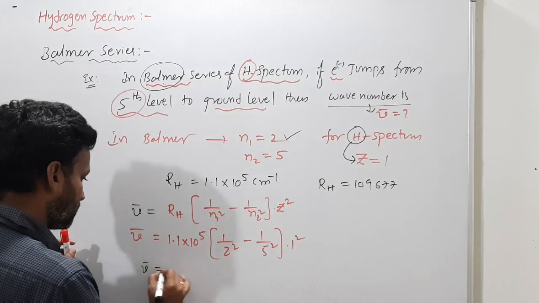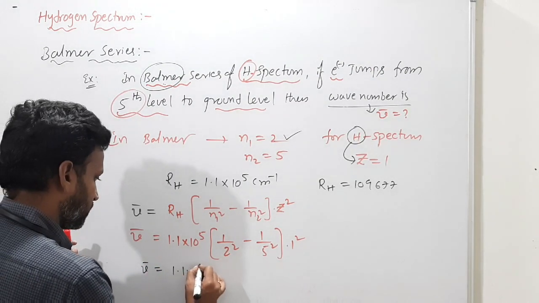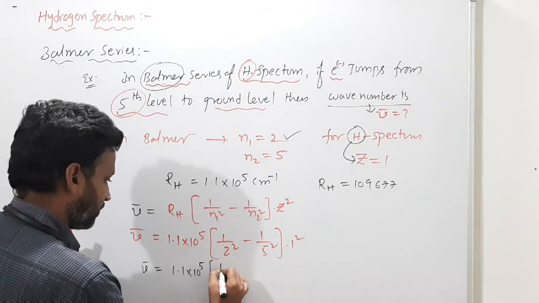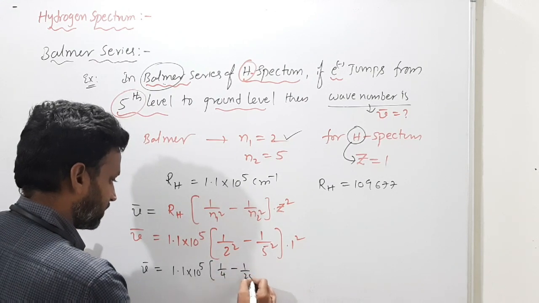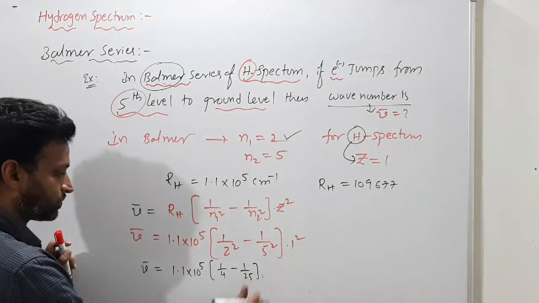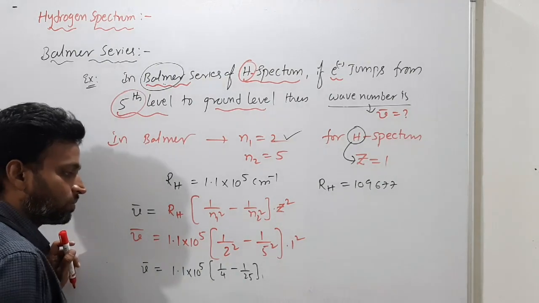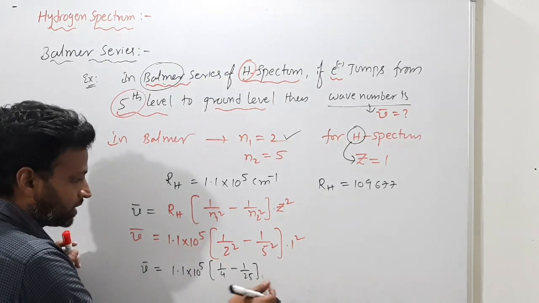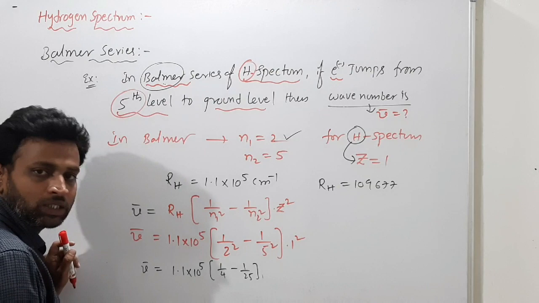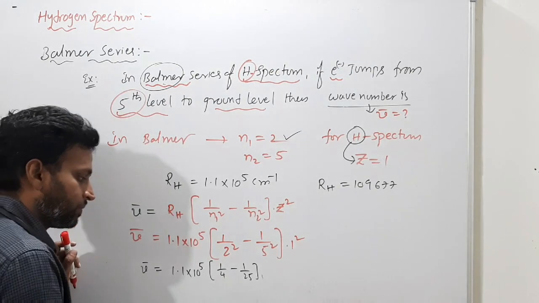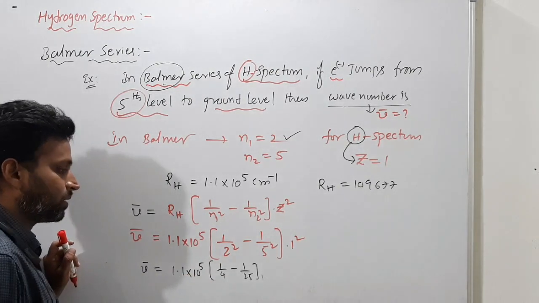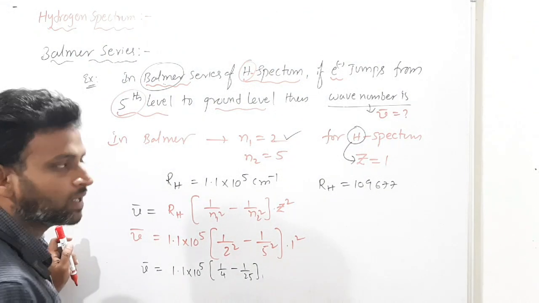So nu bar is equal to 1.1 into 10 power 5 into 1 by 4 minus 1 by 25, into 1. 1 by 4 minus 1 by 25: 25 minus 4 is 21, so 21 by 25, into 1.1 into 10 power 5. Can you simplify this?